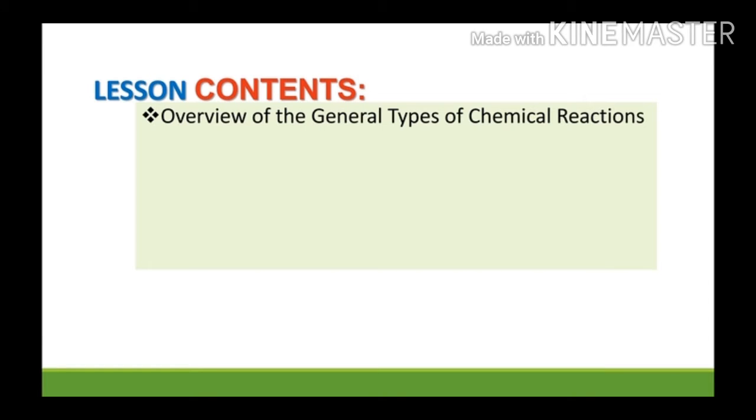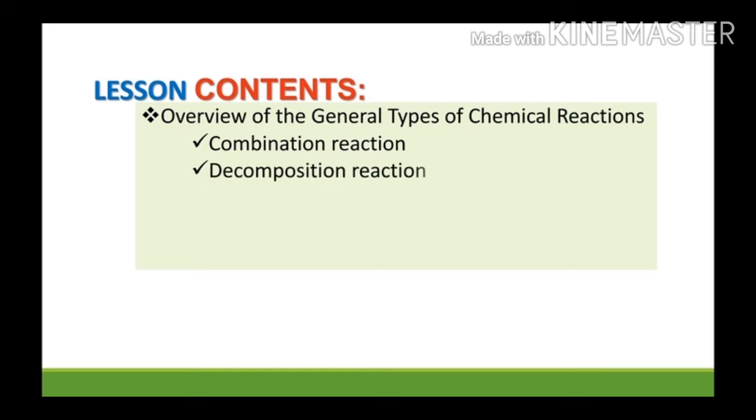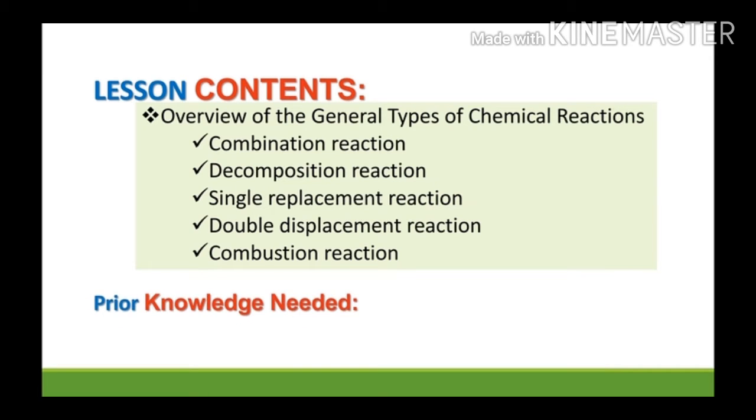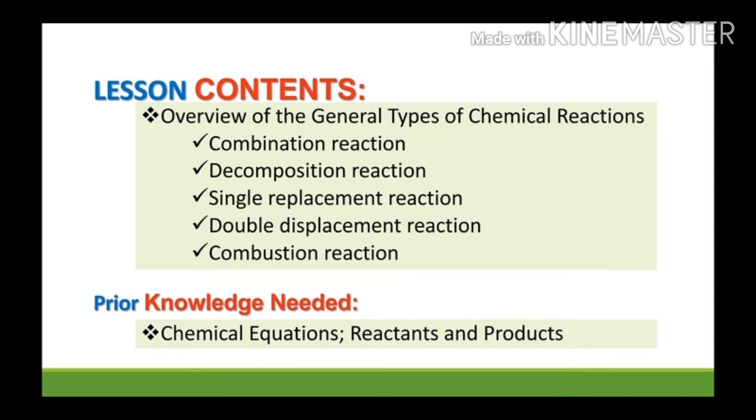Lesson contents. In this lesson, I will be discussing an overview of the general types of chemical reactions, which include combination reaction, decomposition reaction, single replacement reaction, and double displacement reaction. I also include a short description for combustion reaction. In this lesson, the prior knowledge you need is about chemical equations, reactants, and products.